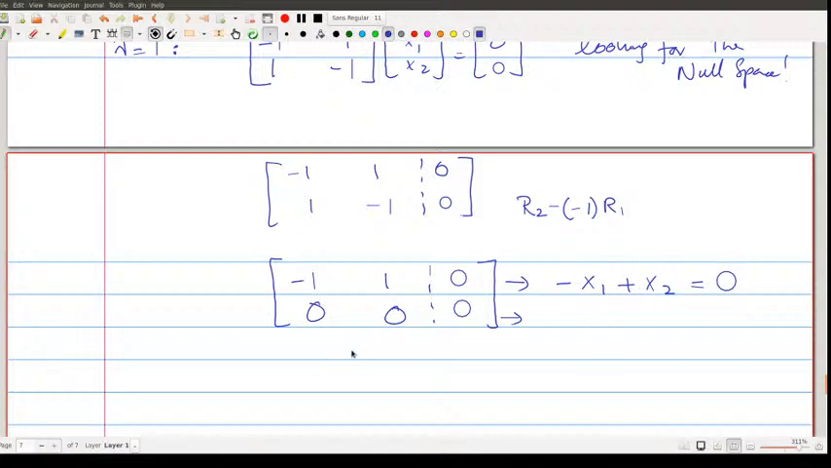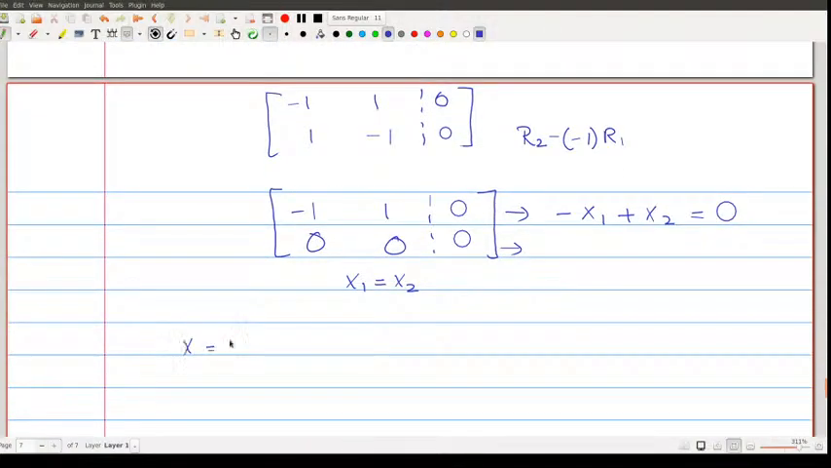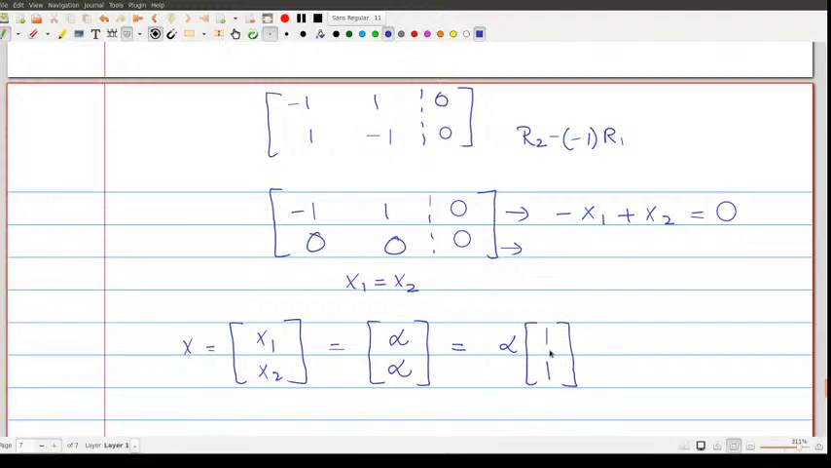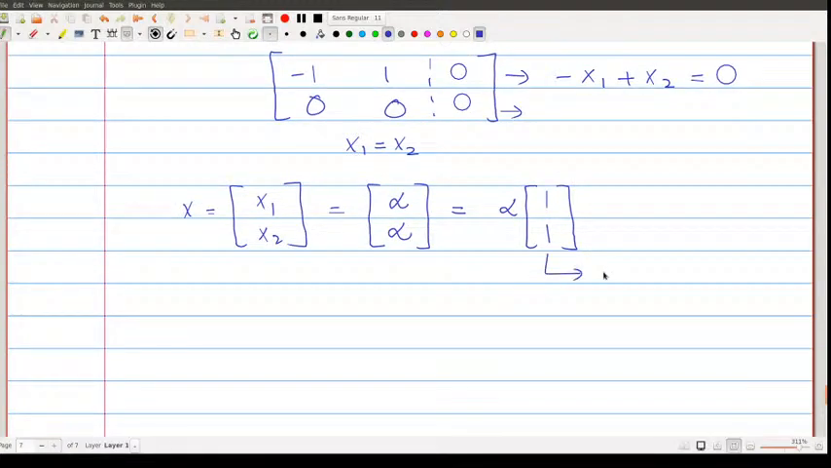Minus x1 plus x2 gives me x1 equals x2. So what is the solution going to look like? x equals x1, x2, and both of these terms are equal. So if the first value is alpha, the second value is also alpha. So it's really alpha times 1, 1. We take out the common factor and you get the eigenvector. To say that this is one eigenvector is a bit unfair because it's a whole line of eigenvectors, but we're just interested in the basis. So this is the first eigenvector.